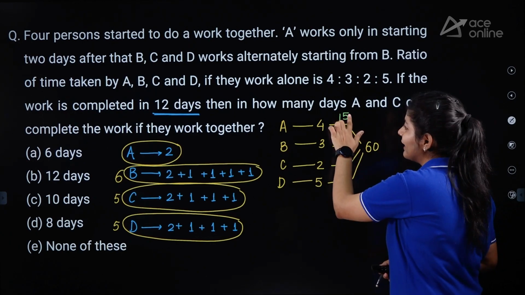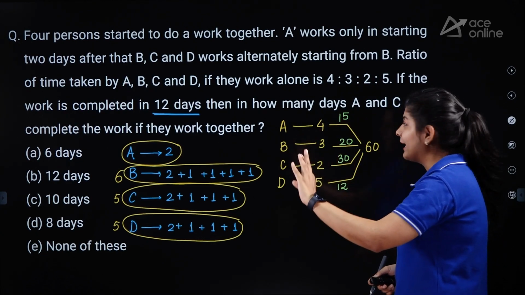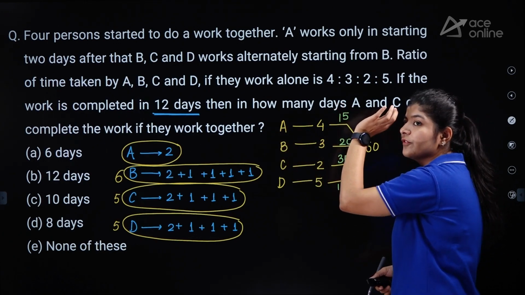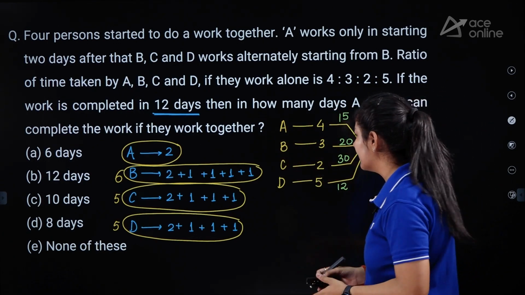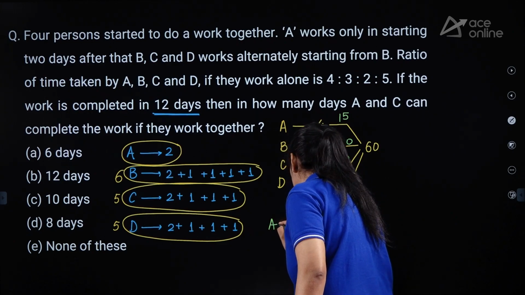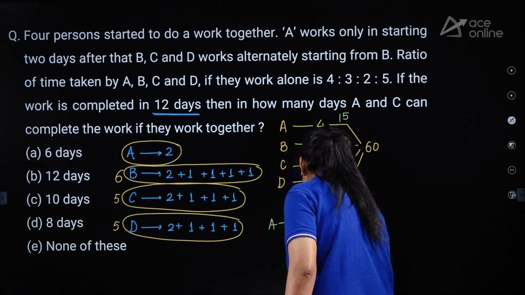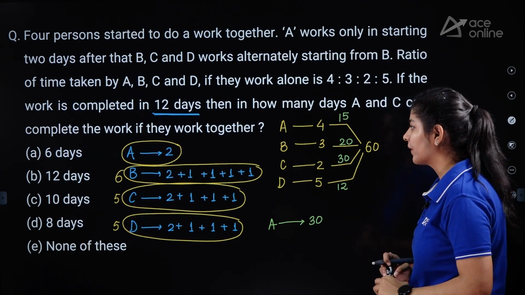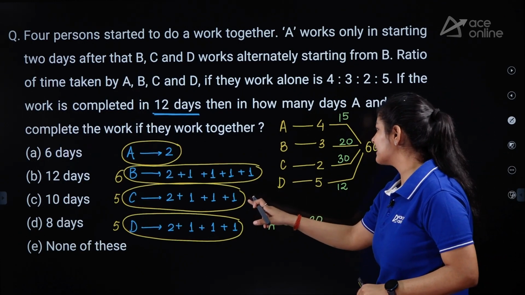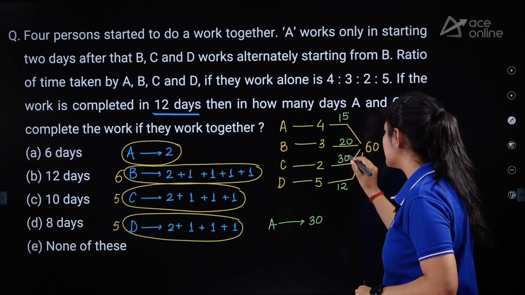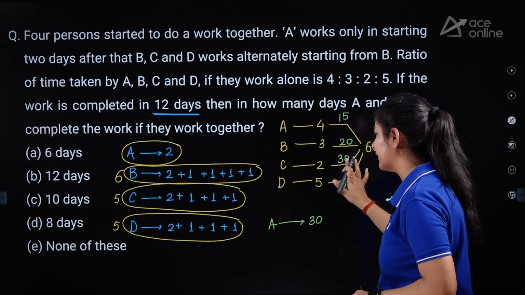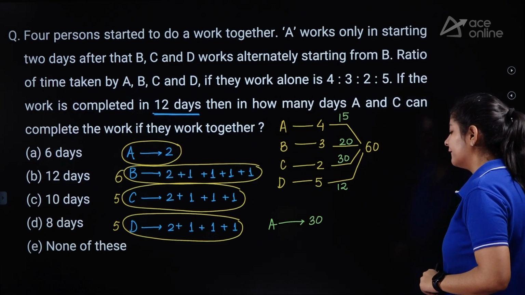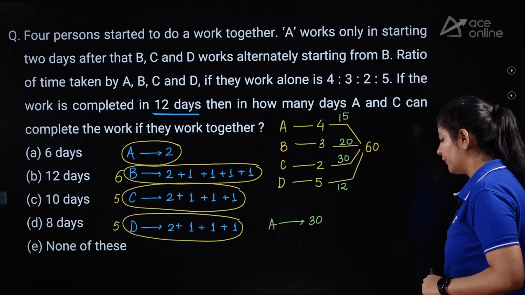So if these are the efficiencies and A is working for 2 days with an efficiency of 15 units per day, then A can do 30 units of work. So basically A did 30 units of work. For C, the efficiency is 20 and he took 5 days.